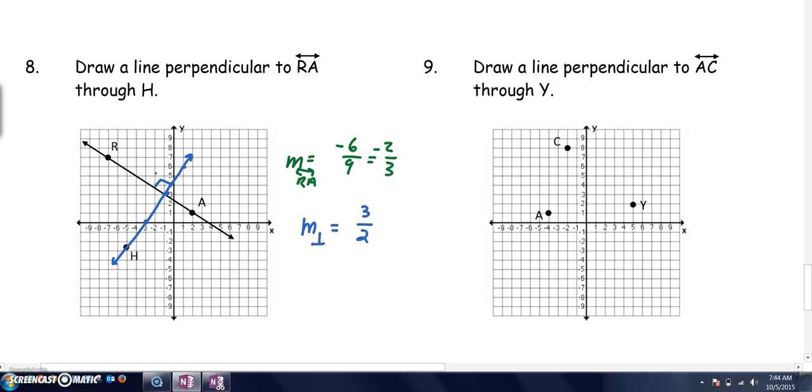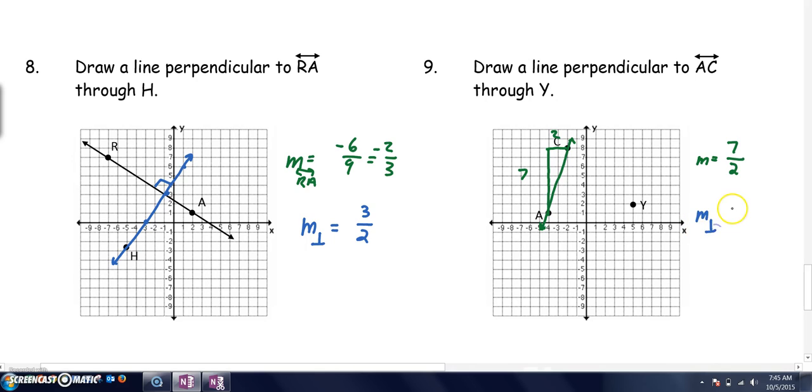Number 9, draw a perpendicular line to AC through Y. So the first given line that we have is AC. So I'm going to connect those 2 points so I know it's my given line. I'm going to find the slope. So I go up 1, 2, 3, 4, 5, 6, 7. I go over 2. So my slope here is 2 over 7. Nope, sorry. Rise over run, so 7 over 2.